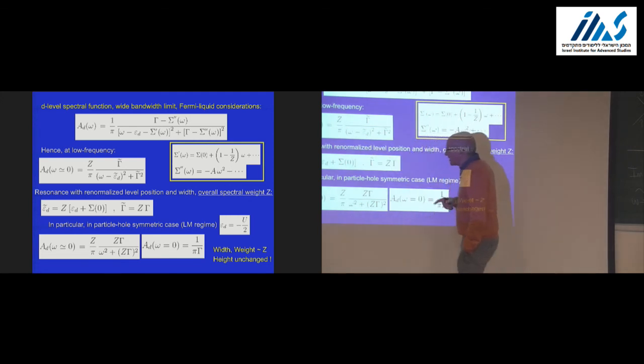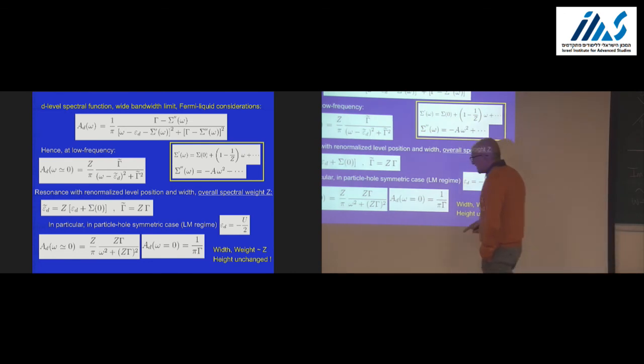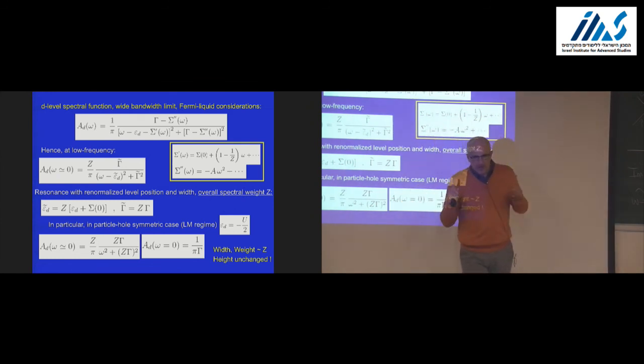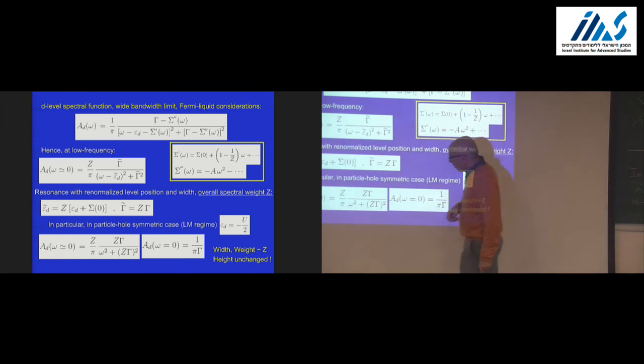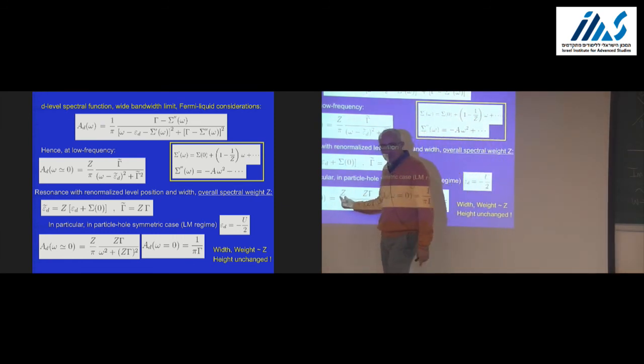Okay? And so at the end of the day, in this particle-hole symmetric case, I just have one number, z, that I need to discuss. And I discover that my spectral function must contain a resonance at 0 frequency now, exactly at 0 frequency, because this is particle-hole symmetric, which has a width z gamma and a total spectral weight z.